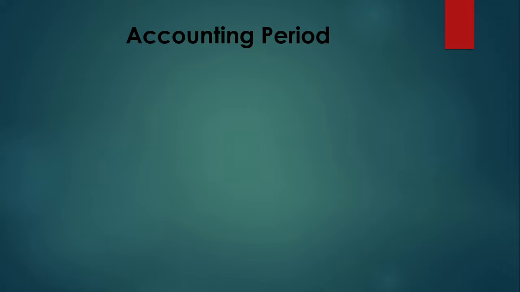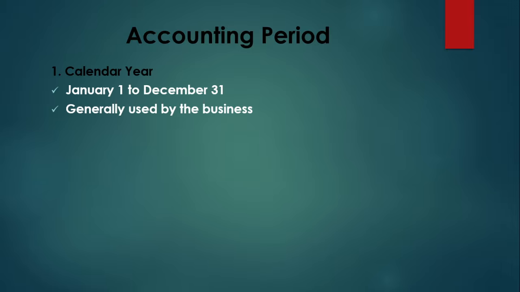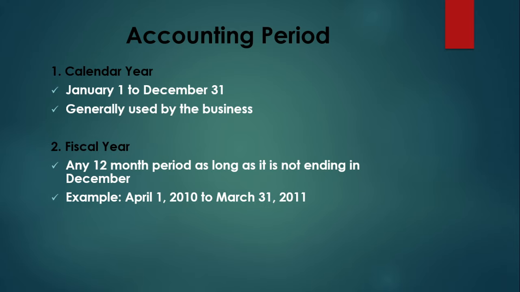So, there are three types of accounting period. The first one is the calendar year, wherein you will start your book at January 1 and will end it at December 31. Ito yung generally used by the businesses at saka mga kumpanya.